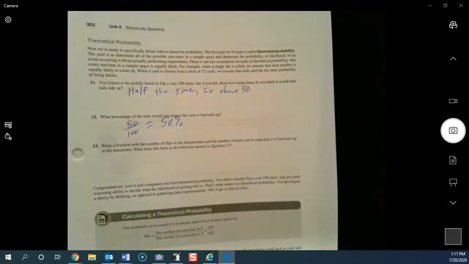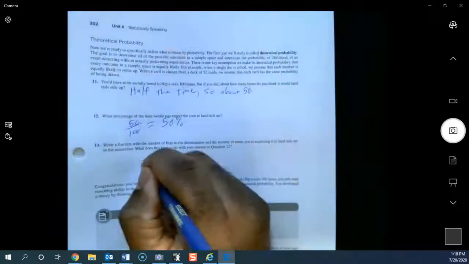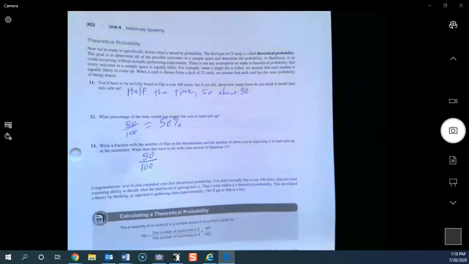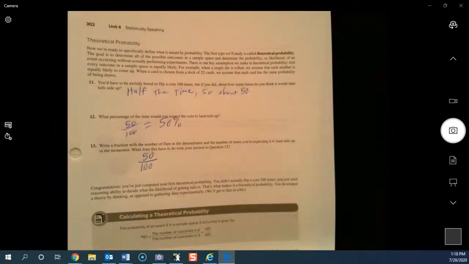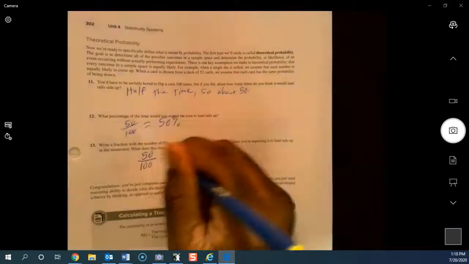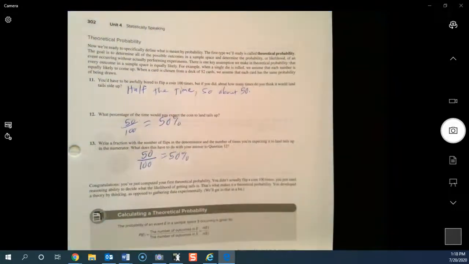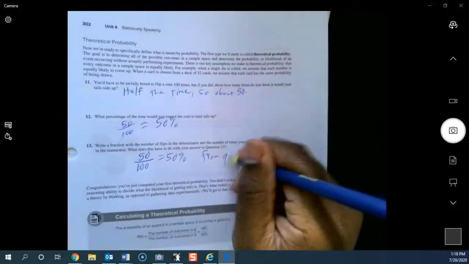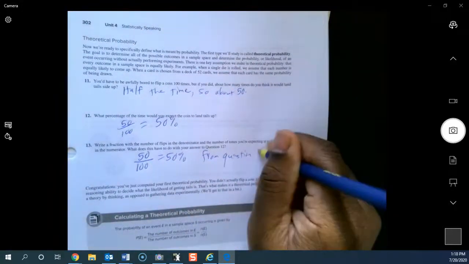13, write a fraction with the number of flips in the denominator and the number of times you're expecting it to land tails up in the numerator. So that's basically what we did. We flipped it 100 times, that goes in the denominator, and we're expecting it to land tails up 50 times. And we know that that equals 50%. It says, what does this have to do with the answer to question 12? And this is from question 12. It's the same.